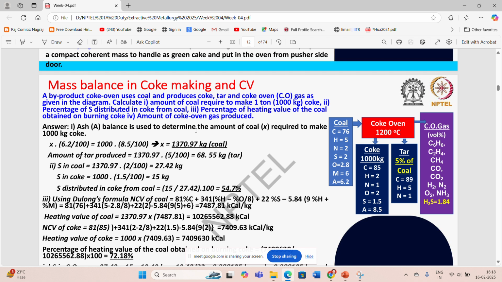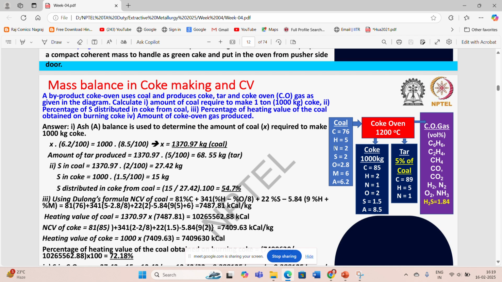So, with the help of mass balancing, we can calculate all these things. Whatever input we are giving in the coke oven will be equal to the output which we are getting. So input will be the coal, and the output, as we can see, is going to be the coke, tar, and coke oven gases.